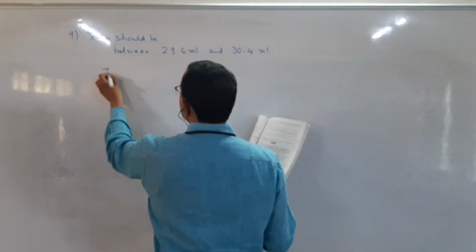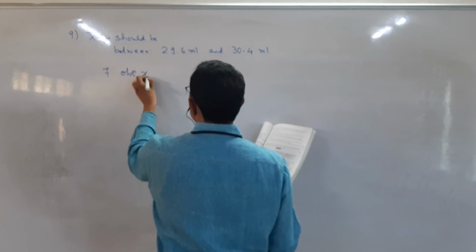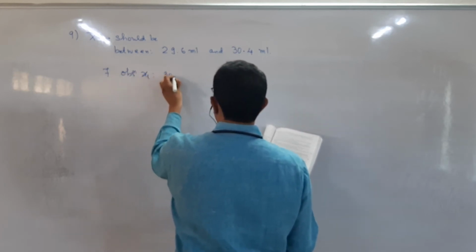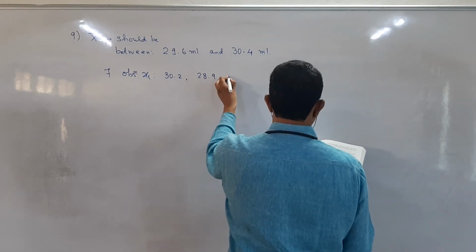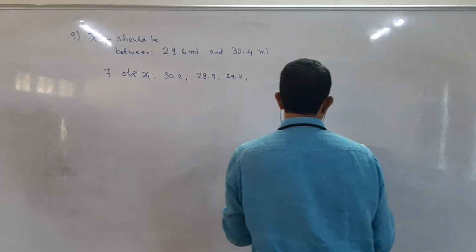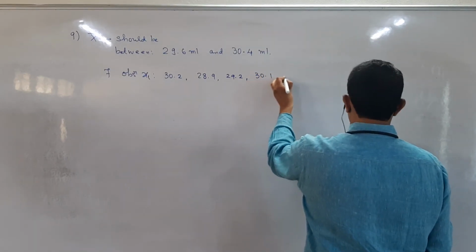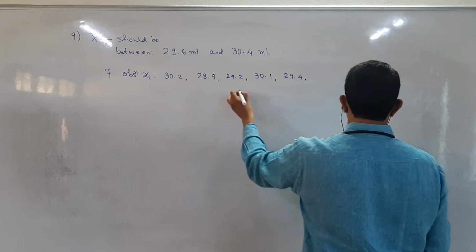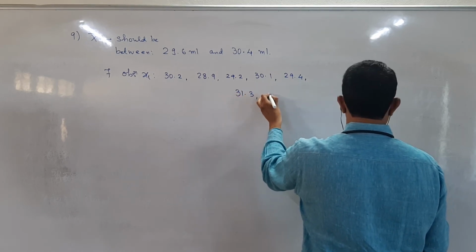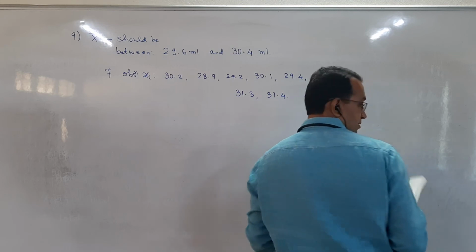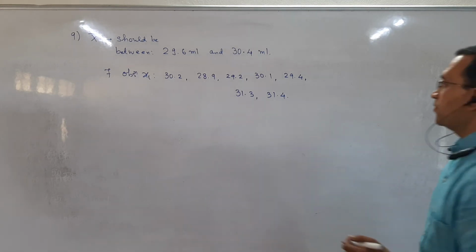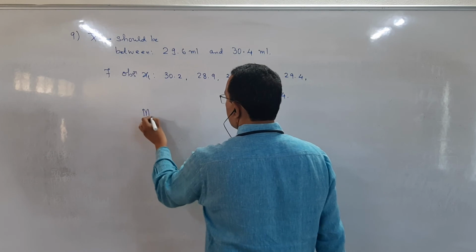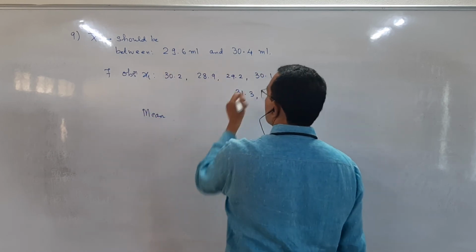So given 7 observations xi are 30.2, 28.9, 29.2, 30.1, 29.4, 31.3 and 31.4. Now students, we are finding the mean for 7 observations and checking whether the mean lies between these limits or not.